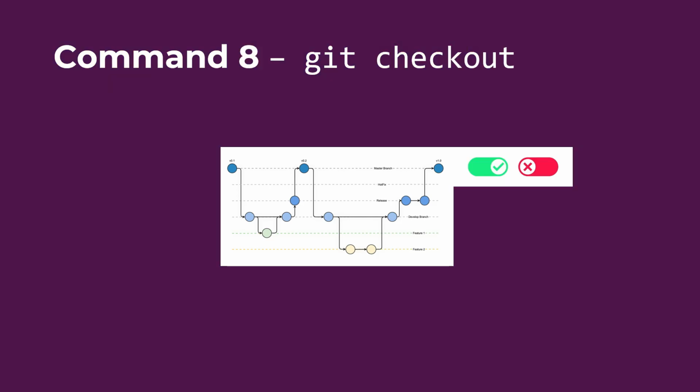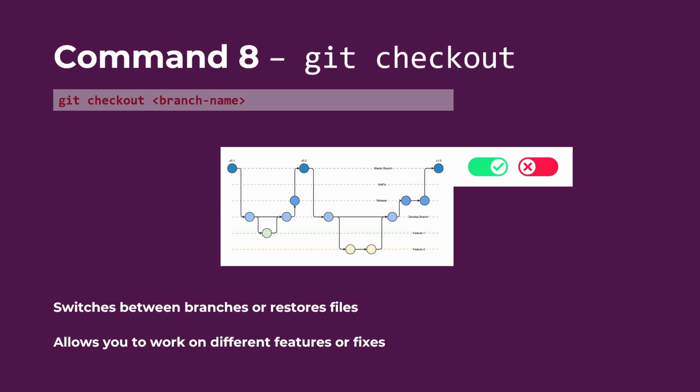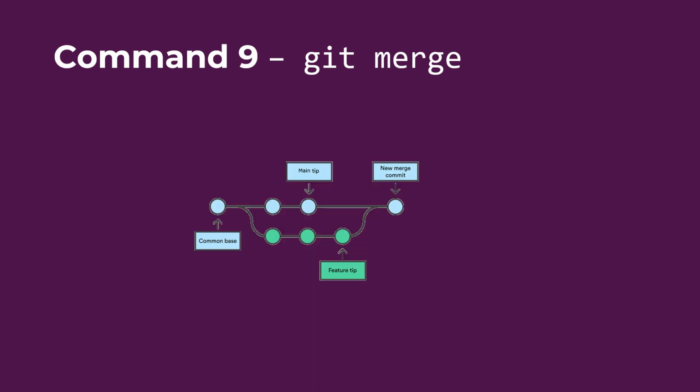Command 8 is git checkout. It switches between branches or restores files, and it also allows us to work on different features or fixes. Here the command looks like this. We write git checkout branch name to switch to a branch, or we can write git checkout file name to restore a file.